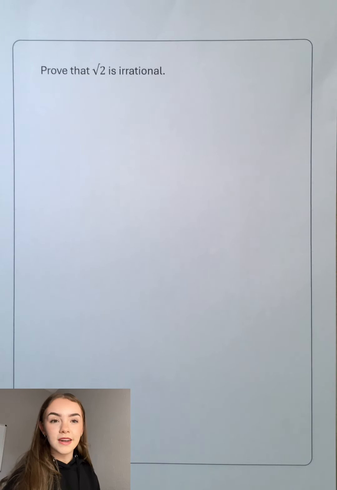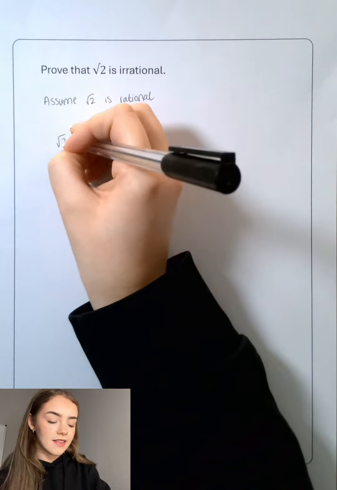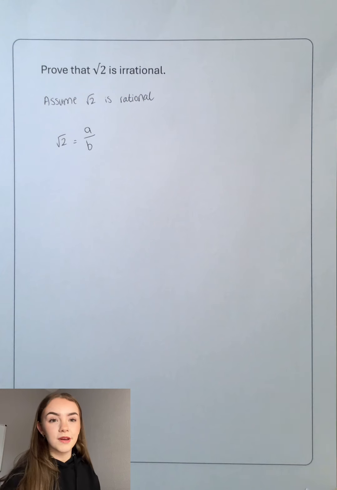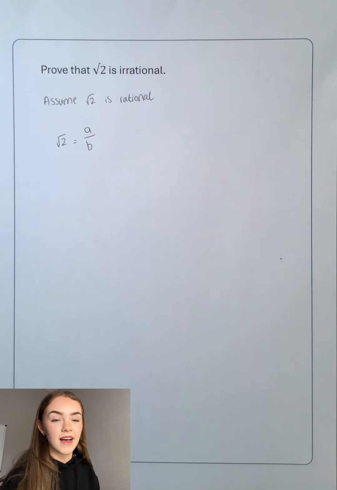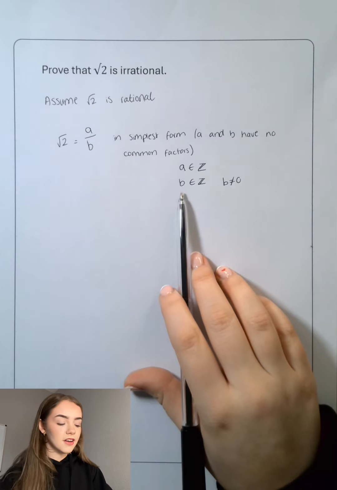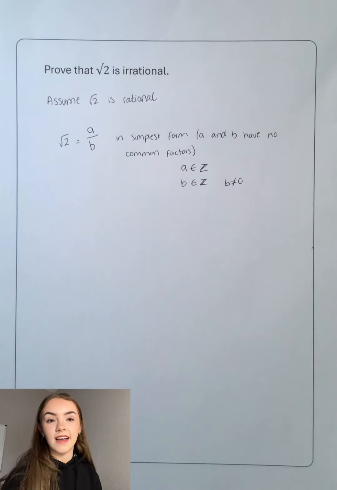For this proof, we'll need to use proof by contradiction. So we'll start by assuming that root 2 is rational. If root 2 is rational, we can represent this as a fraction, for example a over b, in its simplest form, in other words a and b would not have any common factors. We can state that in its simplest form, a is an integer, b is an integer, and b cannot be equal to 0 since this is our denominator.